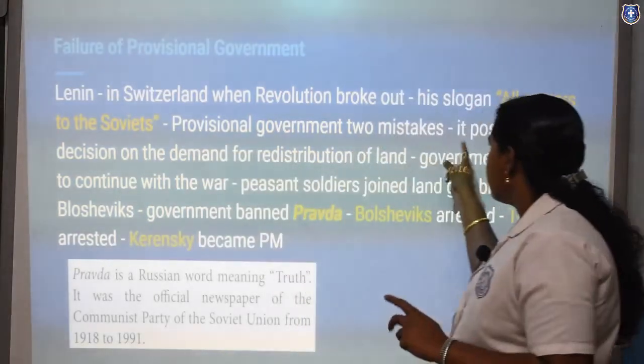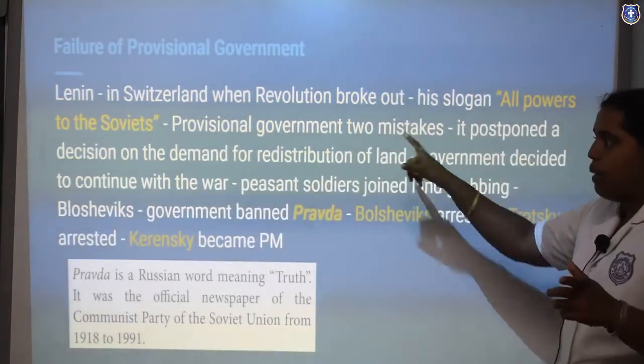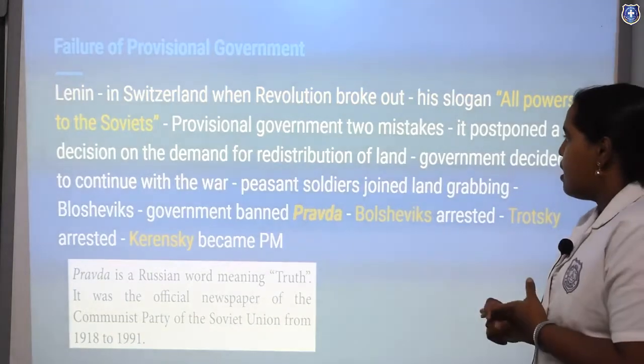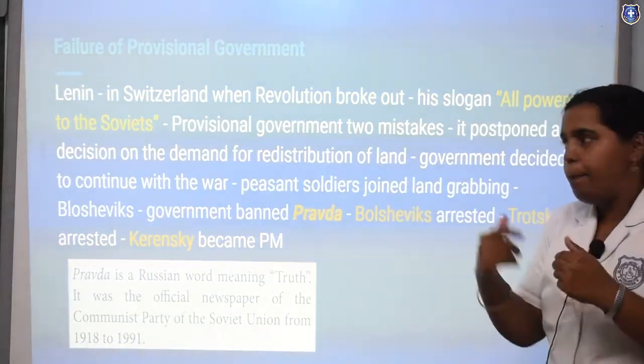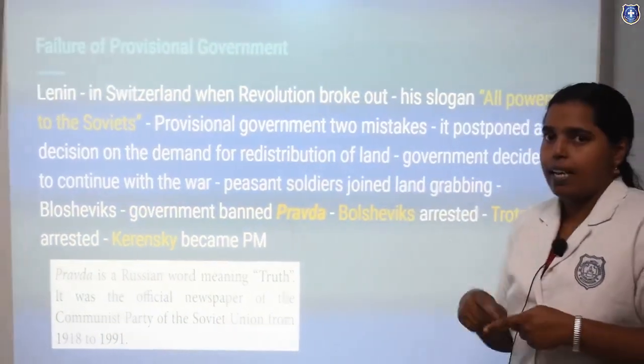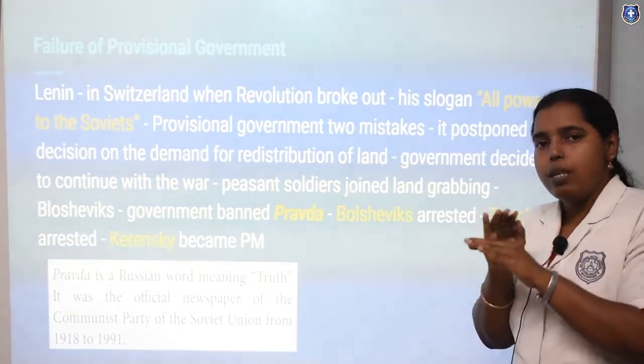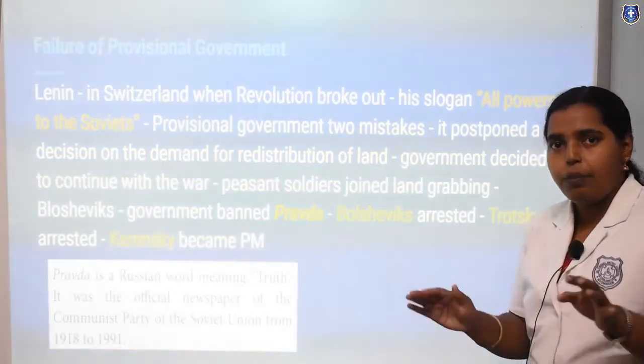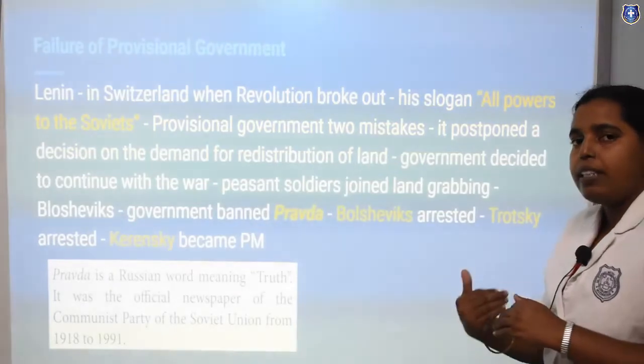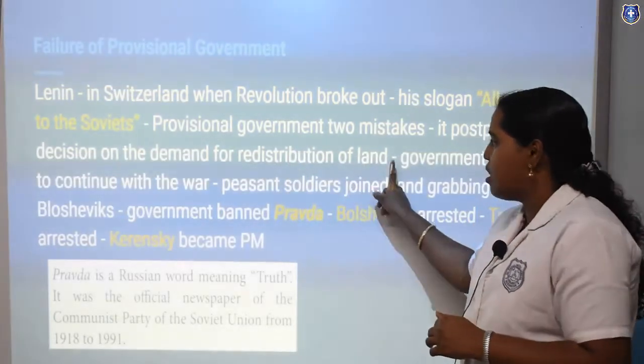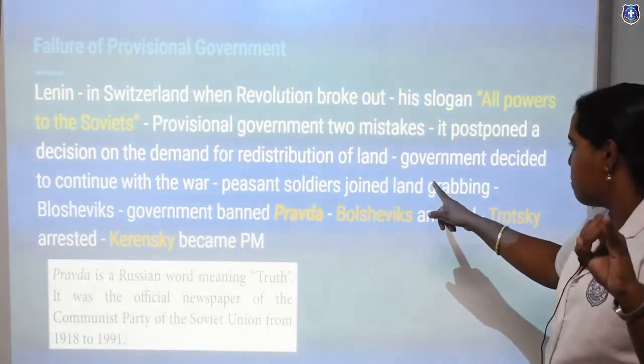Provisional government had two mistakes. One is they did not give a proper redistribution of the land. Actually, the Tsar was removing them from serfdom, that slavery, from the feudal lords. But they were not given proper redistribution of the land. So that was the first mistake.